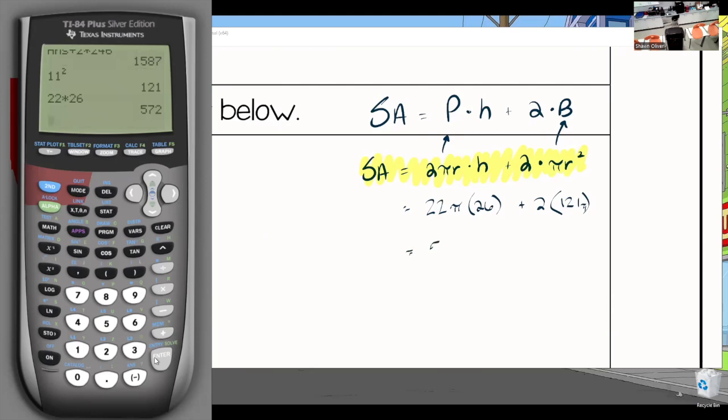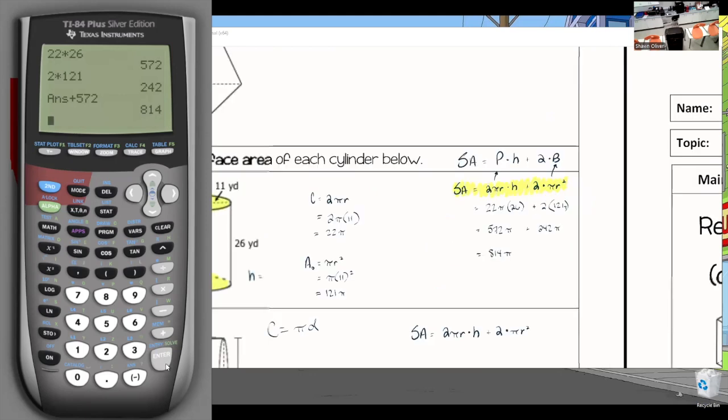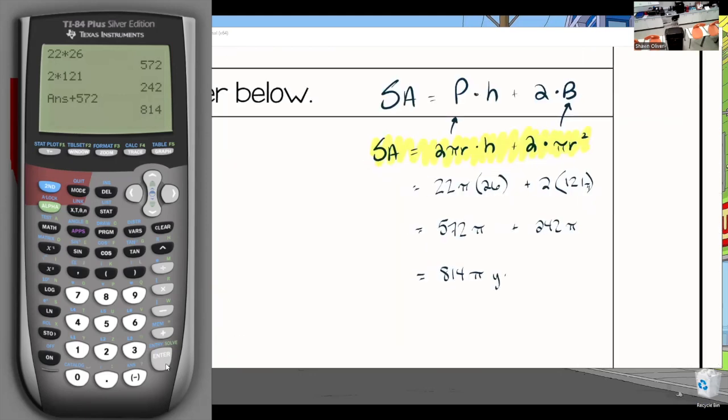So 572 pi plus 2 times 121, 242 pi. And because they both are in terms of pi, we can combine them. So plus 572, so equals 814 pi. And then what was our units? Yards squared.